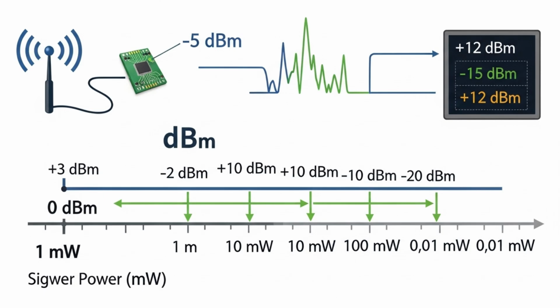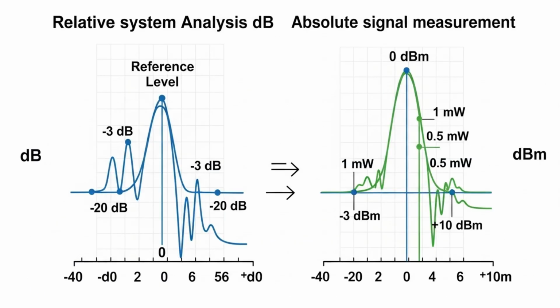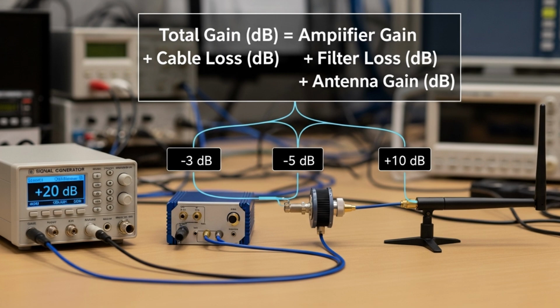For example, 0 dBm corresponds to 1 milliwatt of power, while positive and negative values represent higher or lower power levels relative to this reference. This dual representation allows engineers to switch between relative system analysis, dB, and absolute signal measurement, dBm, depending on the design requirement. One of the most powerful features of decibels is that they convert multiplication into addition.